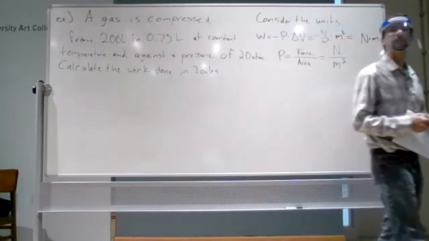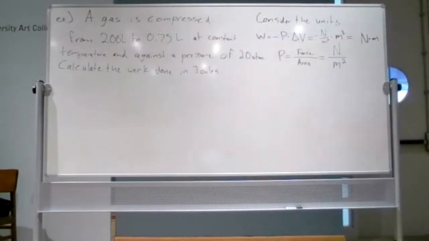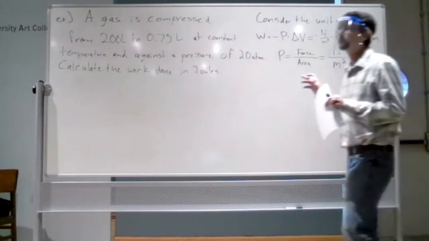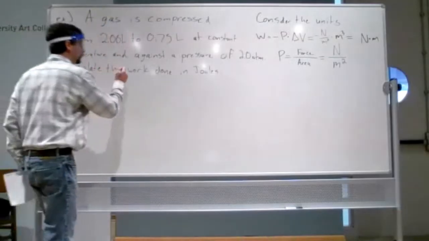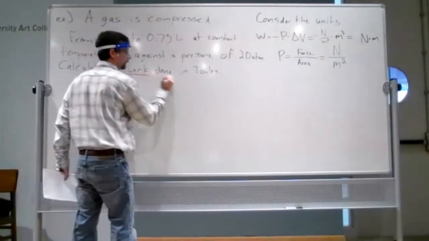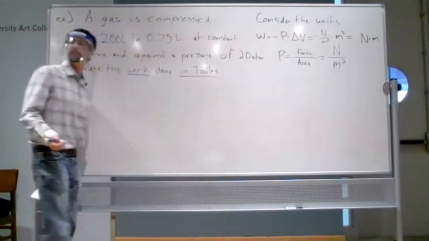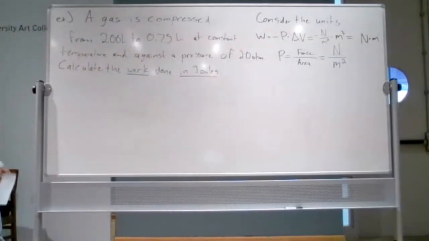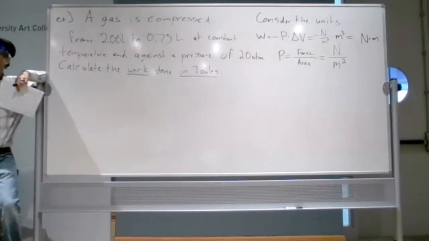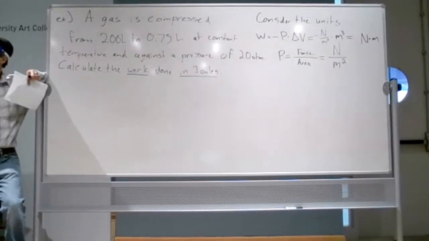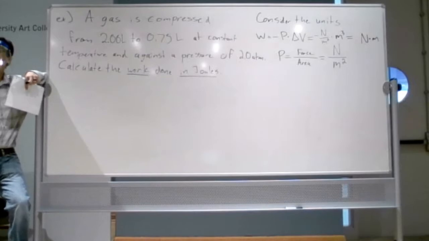Try purple again. What are we looking for in this problem? Work. Trying to find work, right? Work in joules. Can you guys see that purple in the back? Or is it too hard to see? Good? Okay. Tell me some important information. What stuff is going to be of value in this?